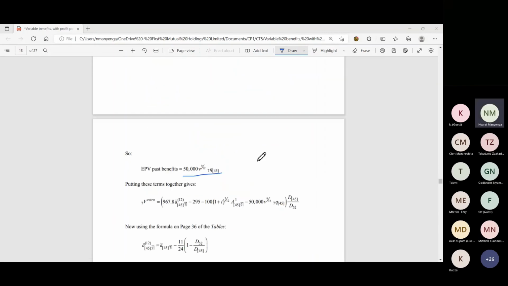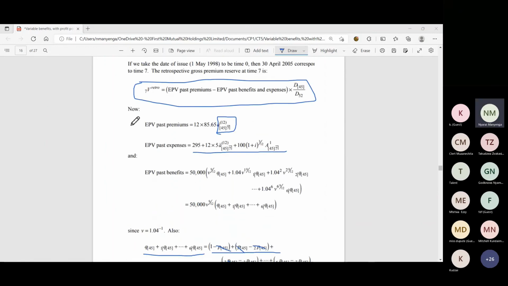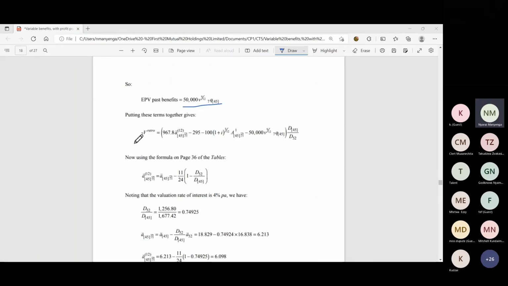Okay, so yeah. So I was just saying that from this equation, since we now have the expected present value of past premiums and the expected present value of past benefits and expenses, you then substitute in this equation and then you multiply by this accumulating factor. So you see that the retrospective reserve at time 7 would be the expected present value of premiums minus that of benefits and expenses, and you then accumulate it.